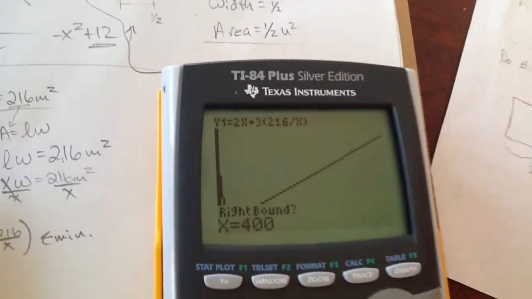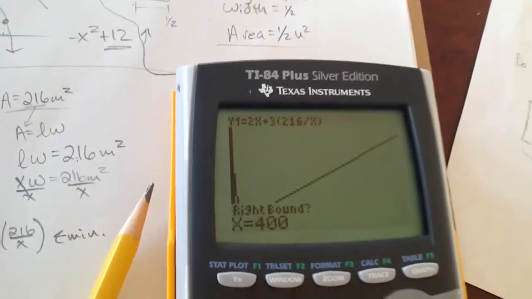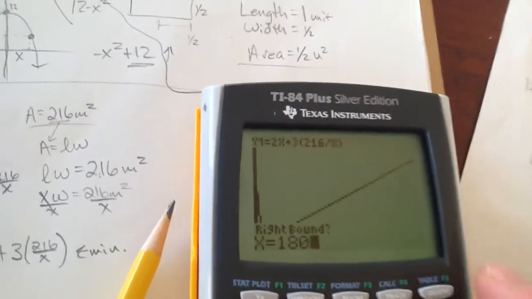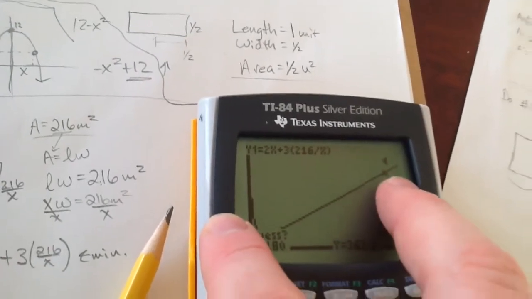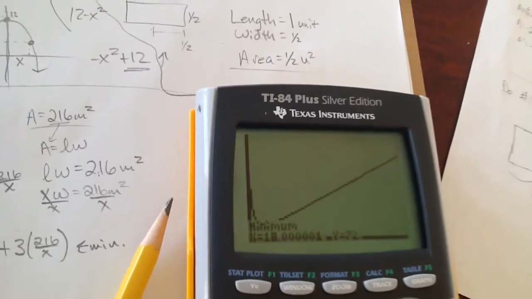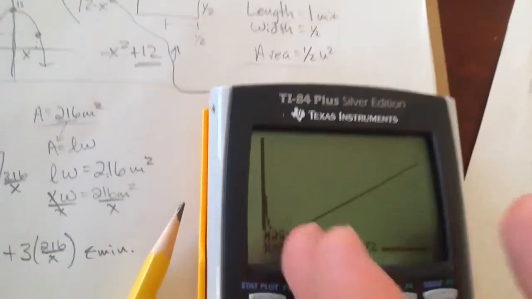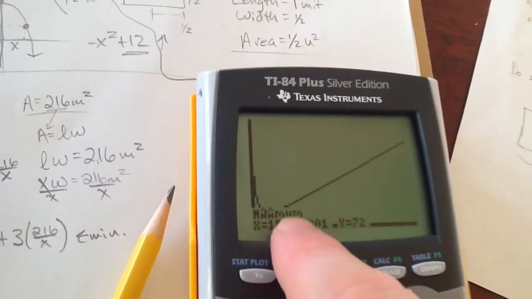So 400 must be off the page, I don't remember. Oh yeah, my maximum X was like 200. So let's go 180, I don't know, who cares? There we go, so it's going to search between 0 and 180 for the min. You can just hit enter again. The calculator's fast. It just takes longer if you don't move the bounds closer. But it literally only took like 1 second anyway, so who cares?